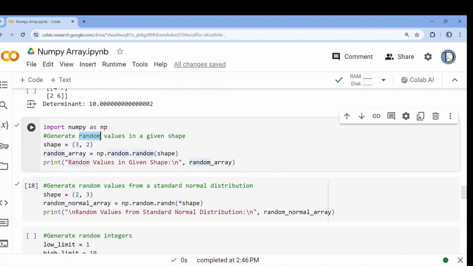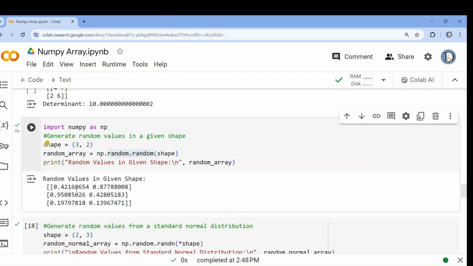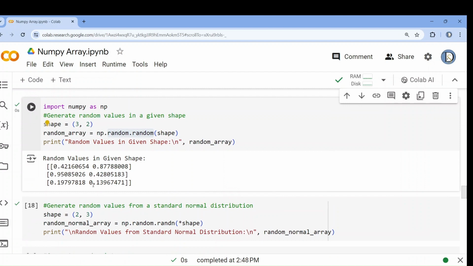First, I want to generate some random values. So I want an array which will have 3 rows, 2 columns, and all the numbers will be randomly generated. Okay, now in that scenario, I have to use random.random function and I have to provide the shape. Then see, it will give me an array, 3 rows, 2 columns and all the numbers are randomly generated.